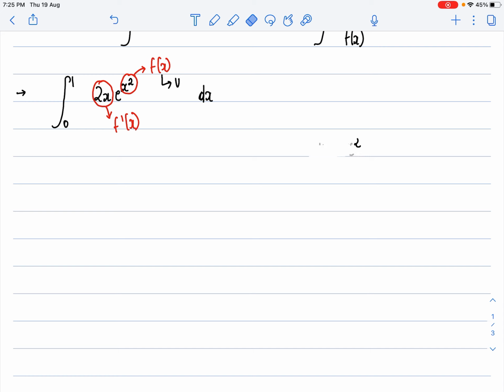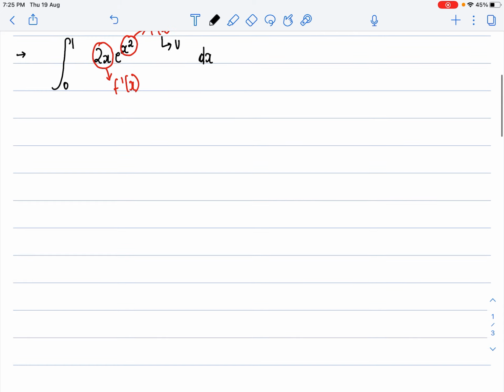Just give me 1 second. Sorry for the bad handwriting. Yeah, u is equal to x square. Now you calculate du by dx, which is equal to the differentiation of x square, which is 2x. Now you can write this as du by 2x is equal to dx.